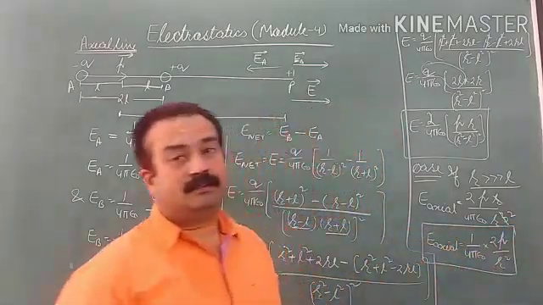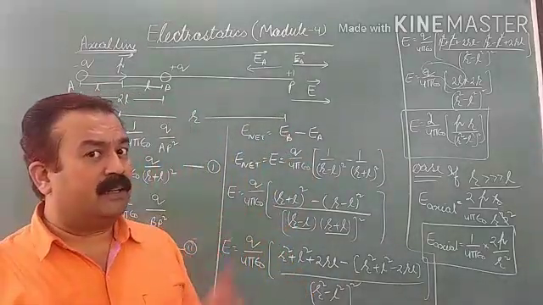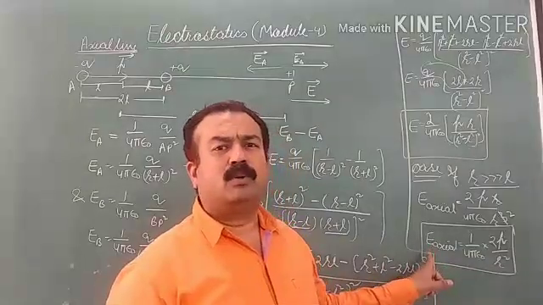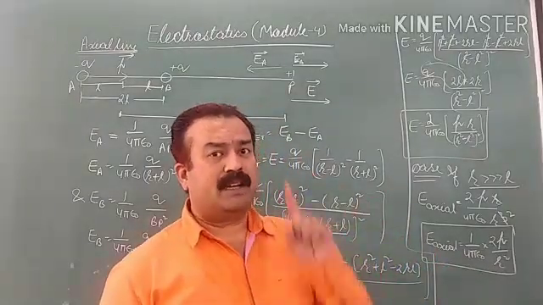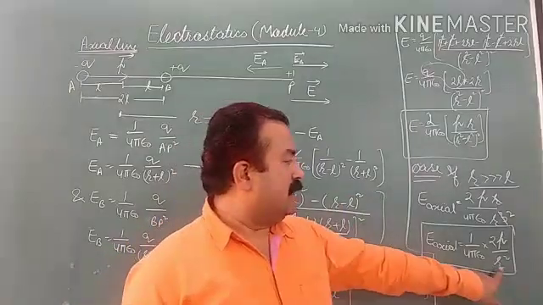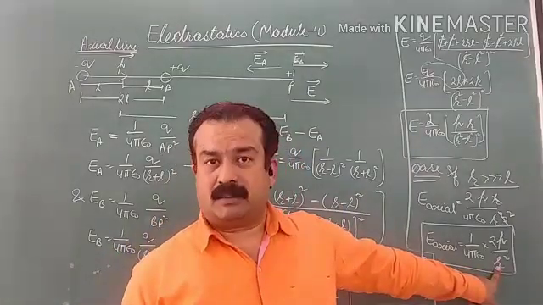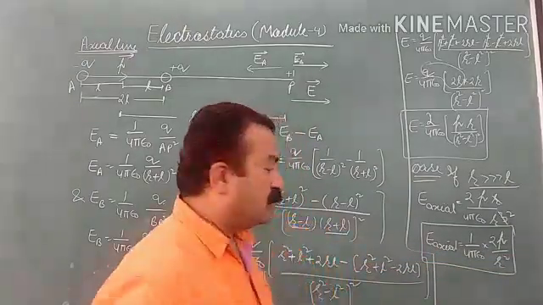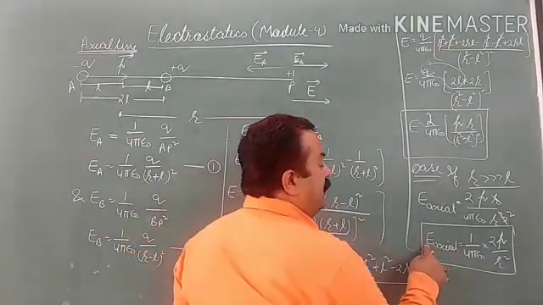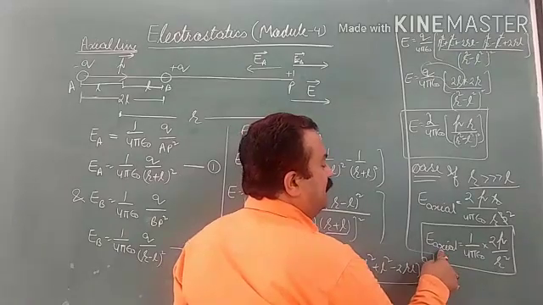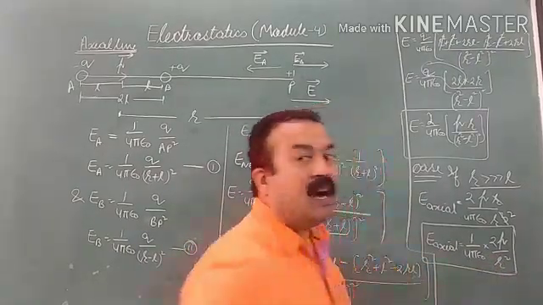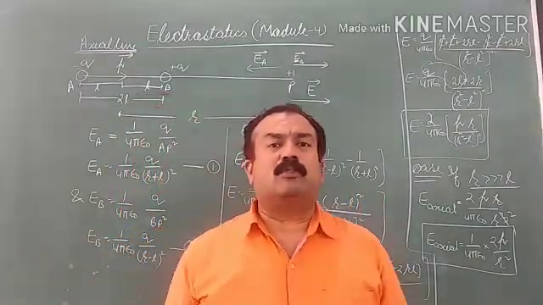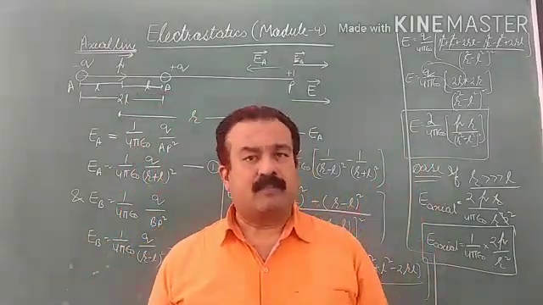Now try to understand. In the previous module, when we found the electric field due to a point charge at any point, there was only R square in the denominator. But in the axial line expression, R cube comes. So we can say that the electric field at any point on the axial line is inversely proportional to R cube. But this is in the case of the axial line, not in the case of a point charge.